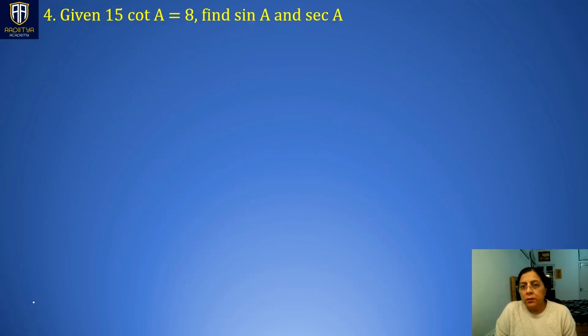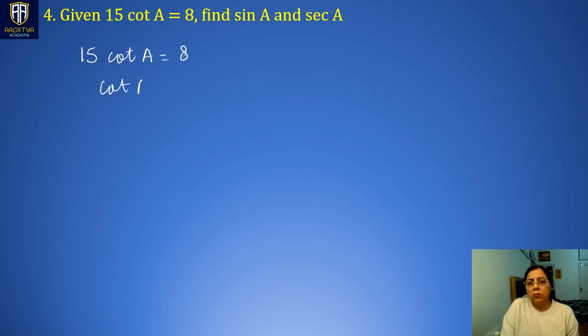Next question is, given that 15 cot A is equal to 8. So cot of A becomes 8 by 15. Now what is the ratio of cot of any angle? Cot is the reciprocal of tan. Tan is perpendicular upon base, and this is base upon perpendicular.